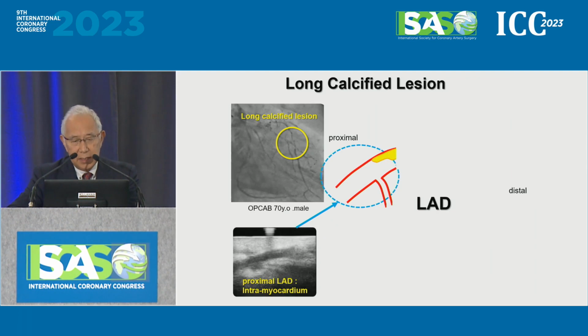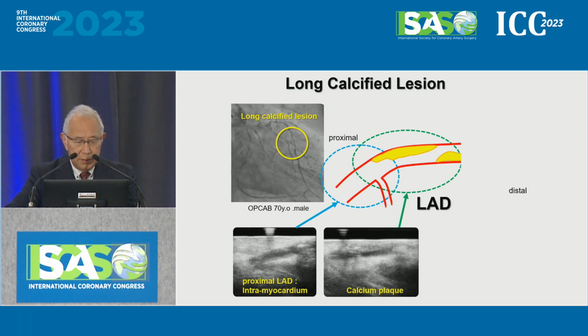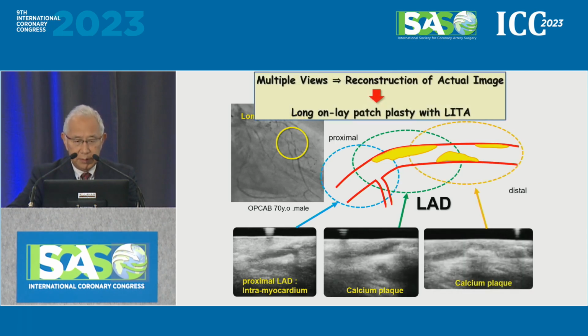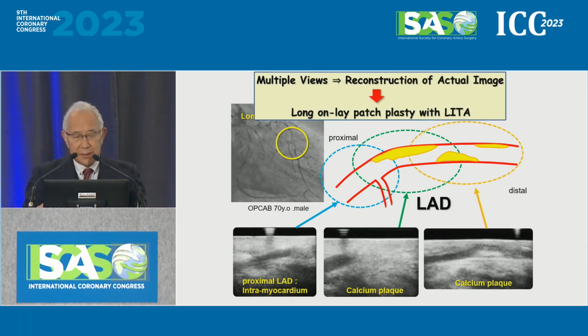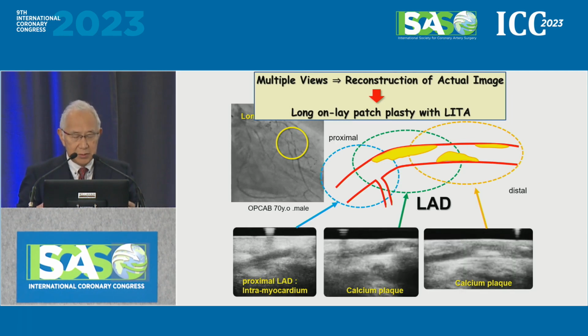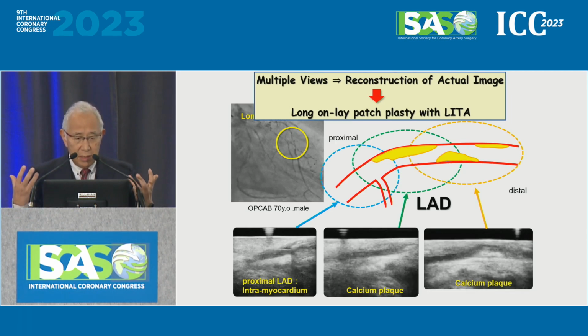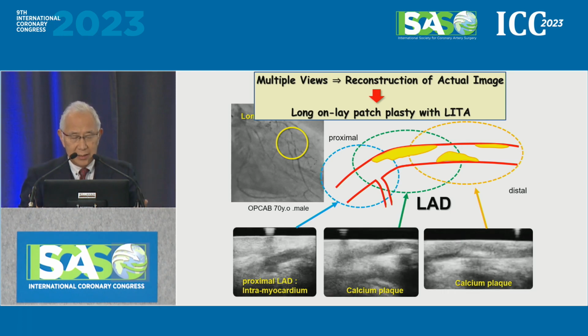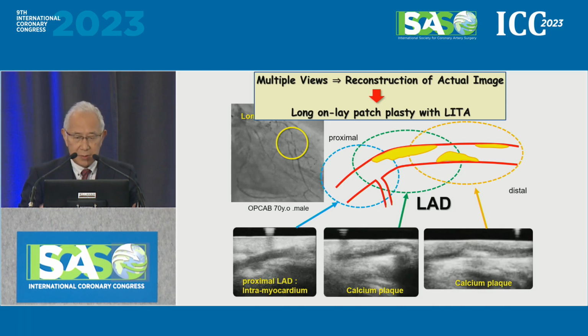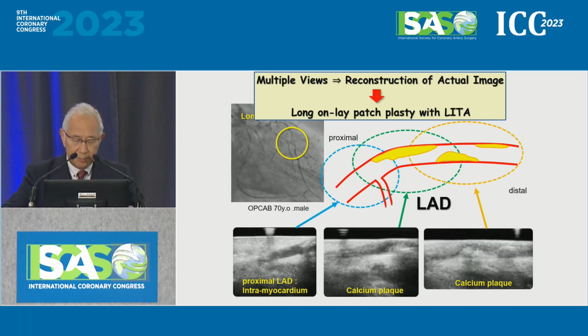So this is a case of a long calcified region. For the proximal LAD, it is intramyocardial, with a calcium plaque here, and distally another calcium plaque over there. From these multiple views, you can reconstruct the actual images of the coronary artery, and in this particular case, I had to make a long onlay patchplasty using LITA.